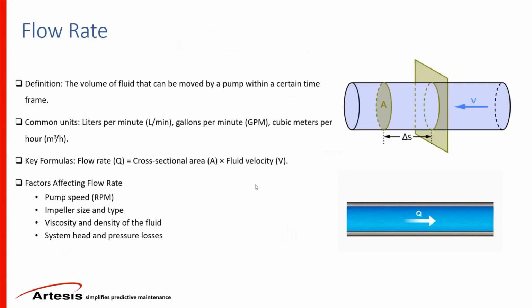So, starting with the flow rate. The flow rate, also known as volumetric flow rate, is the volume of the fluid passing through a given cross-sectional area per unit of time. This is usually measured in liters per second, cubic meters per hour, or gallons per minute, depending on where you are geographically in the world, and typically measured by using flow meters.